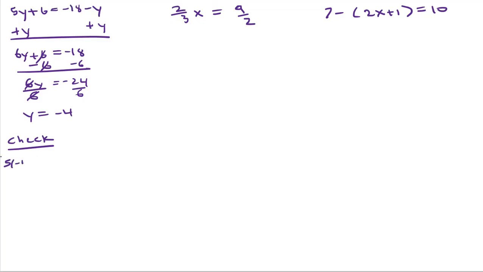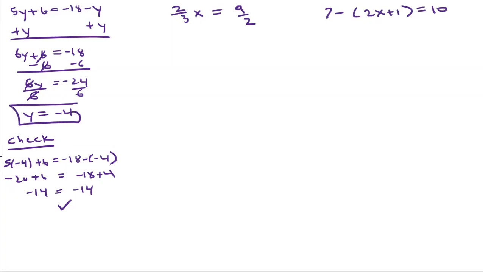So we got 5 times negative 4 plus 6 is equal to negative 18 minus negative 4. All right, so we have negative 20 plus 6 is equal to negative 18 plus 4. So negative 20 plus 6 is negative 14. And then negative 18 plus 4 is also negative 14. So both of them we get the same result at the end. So that means y equals negative 4 is a solution to this equation. Okay. All right. Any question on that one?